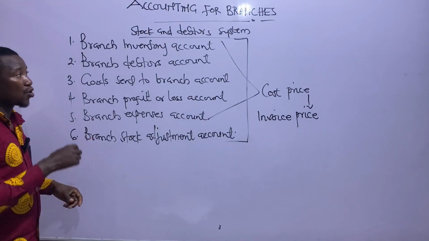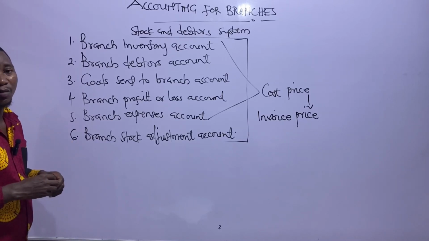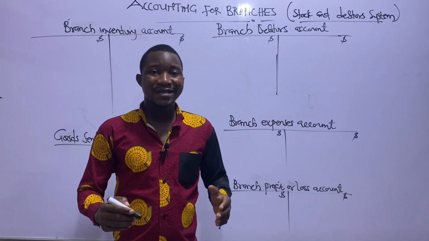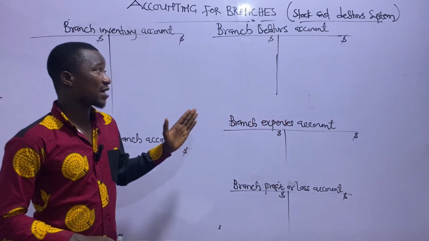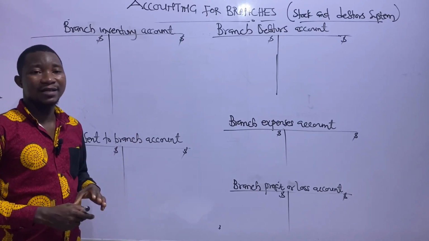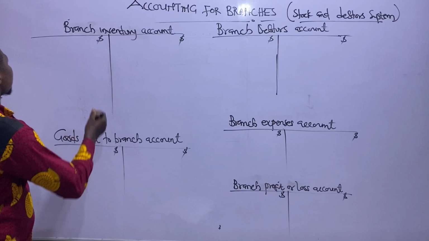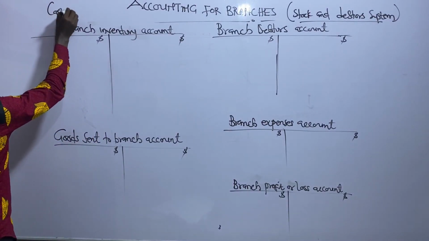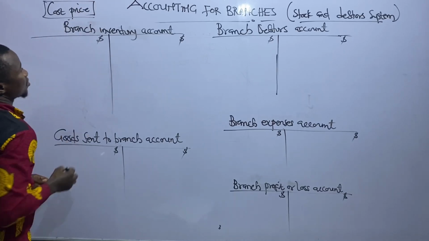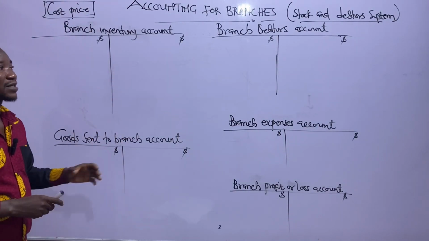So we will look at how to prepare these individual accounts by looking at each double entry. Just follow me step by step as I take you through. As I said earlier, these are the 5 basic accounts that are opened or prepared when using the stock and debtor system, that is, when goods are transferred at cost price.